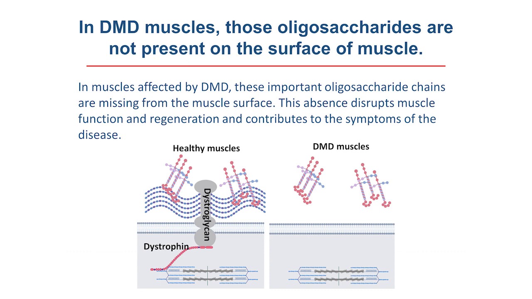In Duchenne muscular dystrophy muscle, the essential saccharides we've been discussing are notably missing. This is due to the absence of the entire dystrophin-dystroglycan complex in the Duchenne muscular dystrophy muscles. Without this complex, there is a significant disruption in the muscle function and regeneration. This lack of functional saccharide is one of the major factors contributing to the symptoms of DMD.